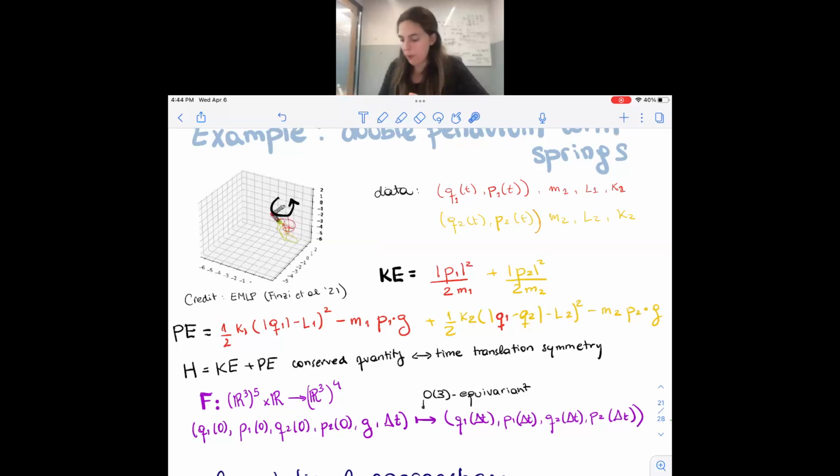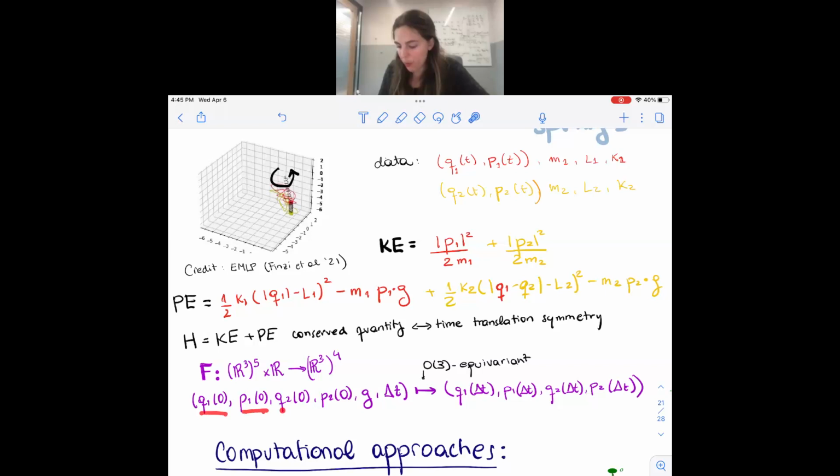Because if I rotate the pendulum, it's not true that the predictions will rotate. But if I rotate the masses and I also rotate the gravity, then the predictions will rotate. So this is what I'm saying here. This is the position and momentum of the first particle, position and momentum of the second particle, gravity vector, and time. This function here is equivariant with respect to all three.